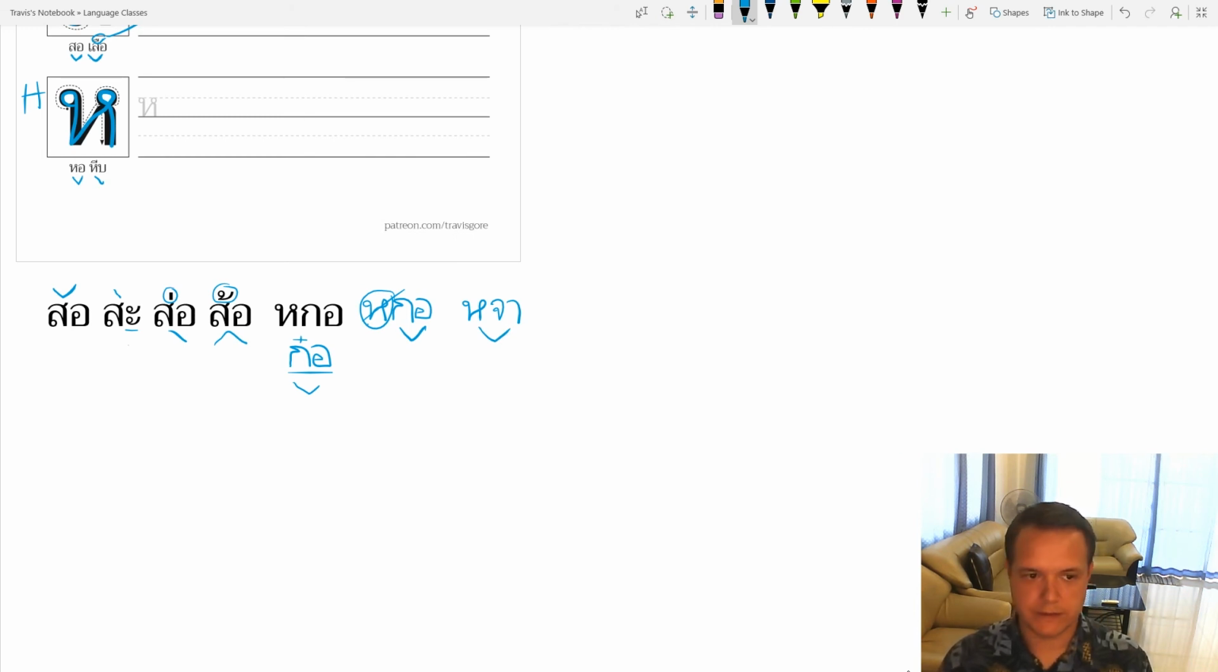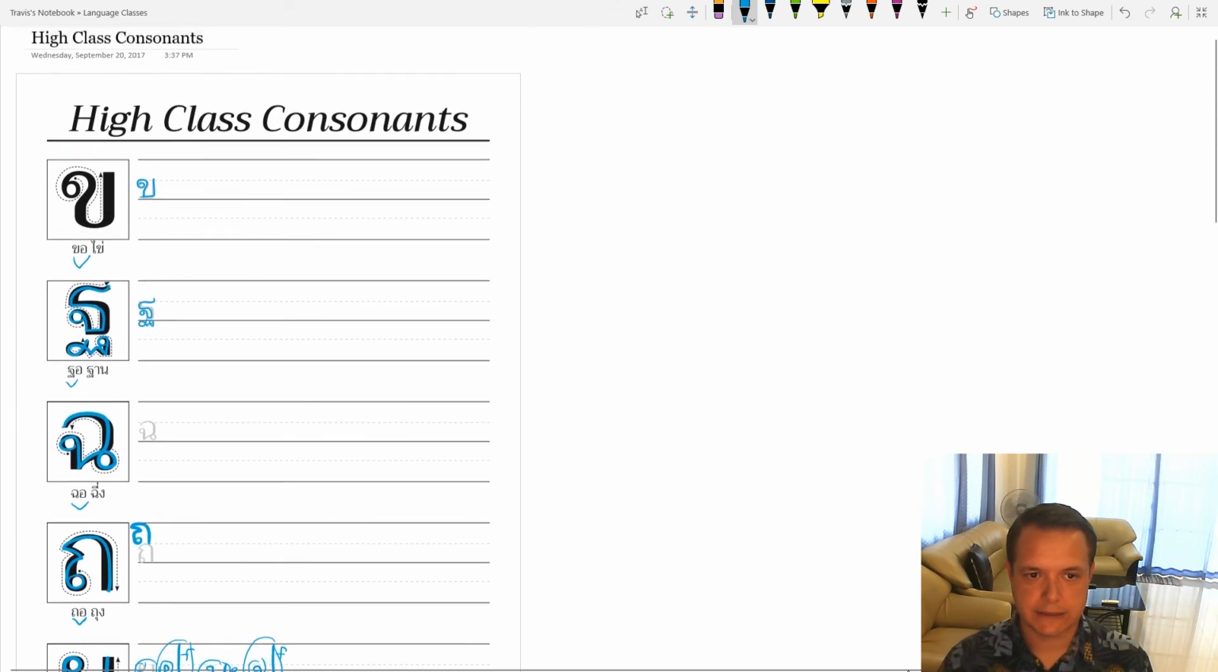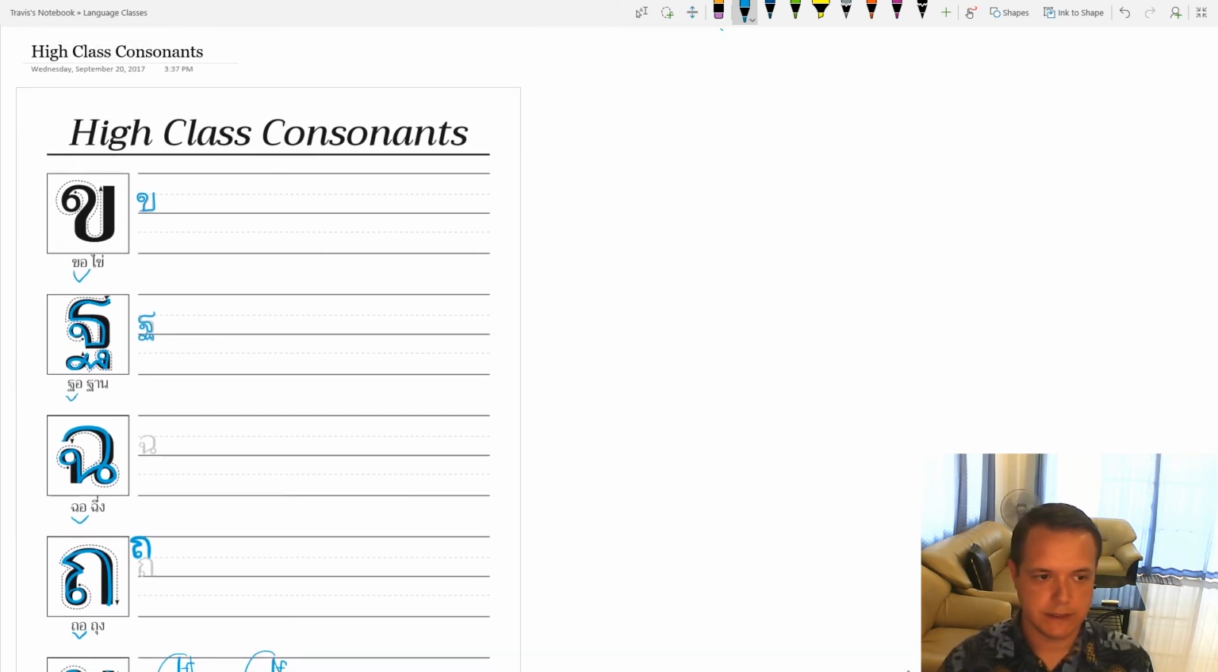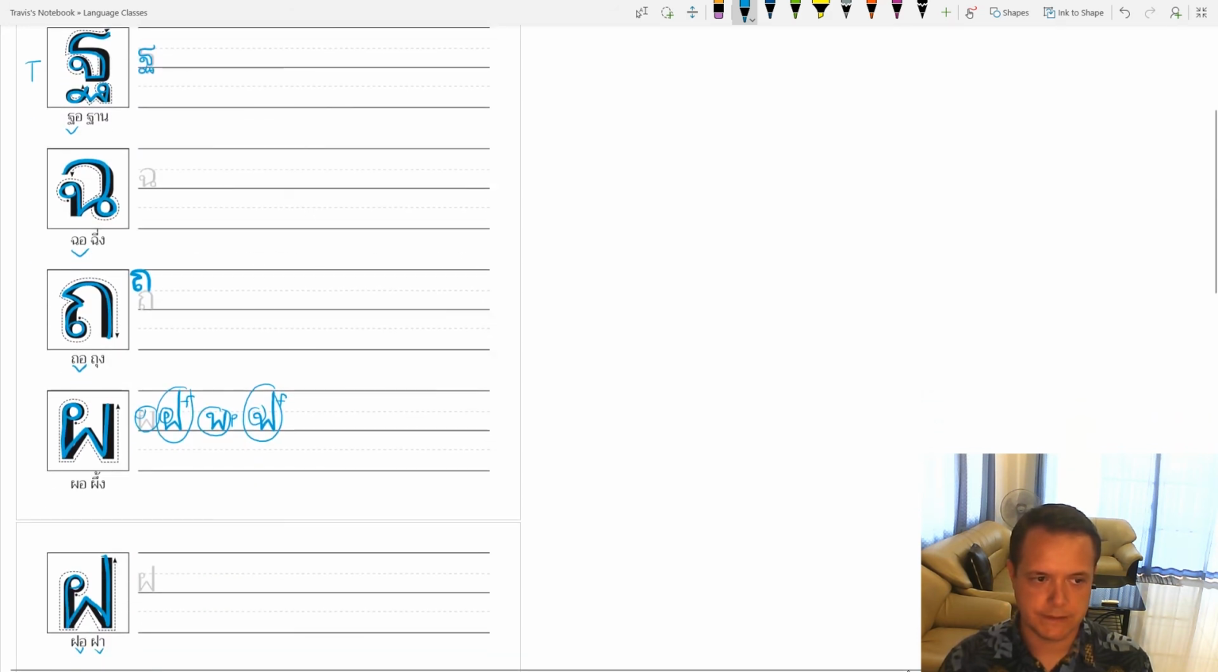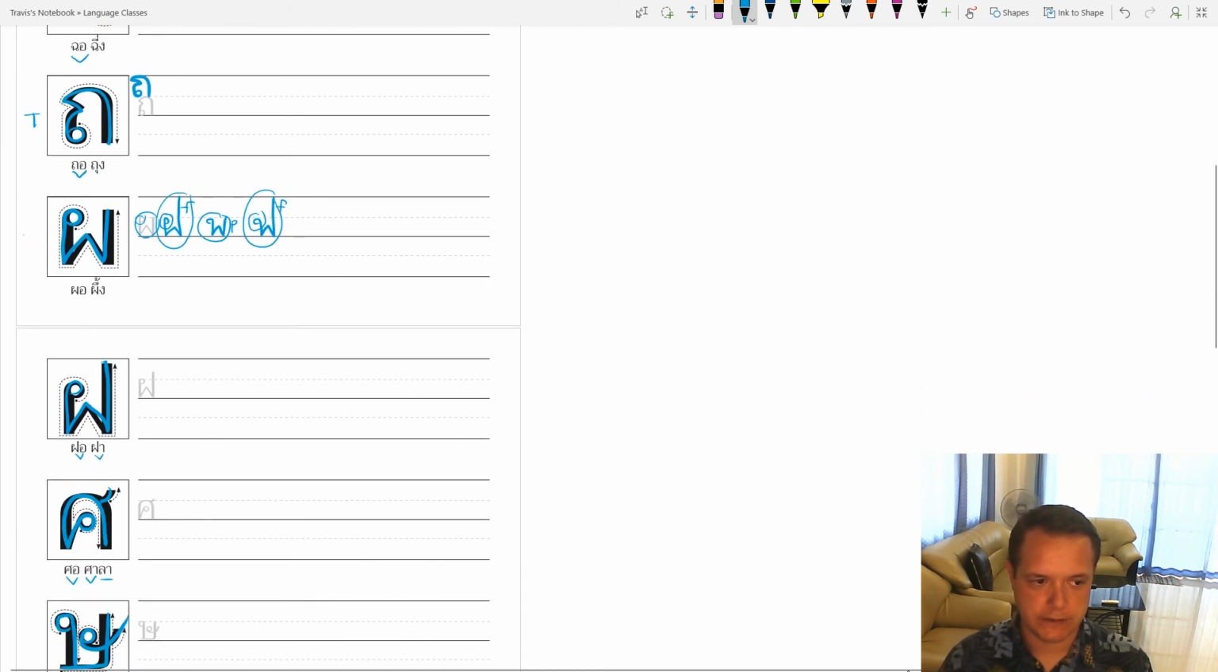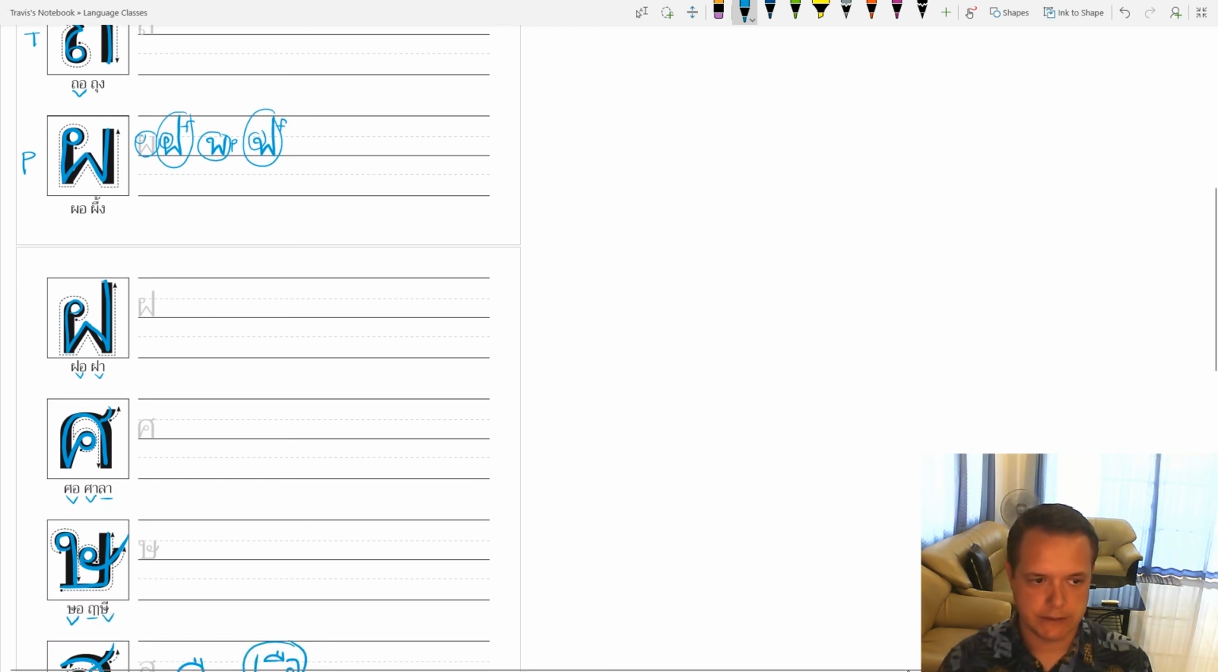So there we see all of the high class consonants and how they're pronounced. Just a quick review, this is a guttural K, kho khai. This is a T sound, ta tan. This is a CH sound, Chaching. This is another T sound, ta tung. This is a P sound, pa pung. This is an F sound, fa fa. That's not an F, that's an F, okay.